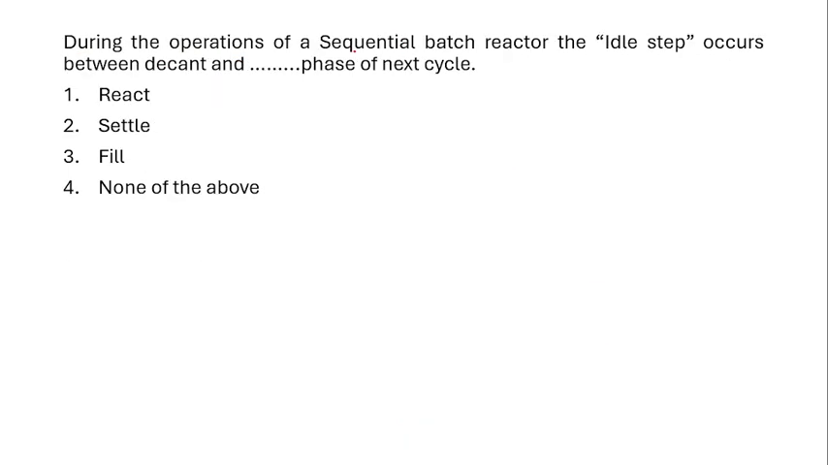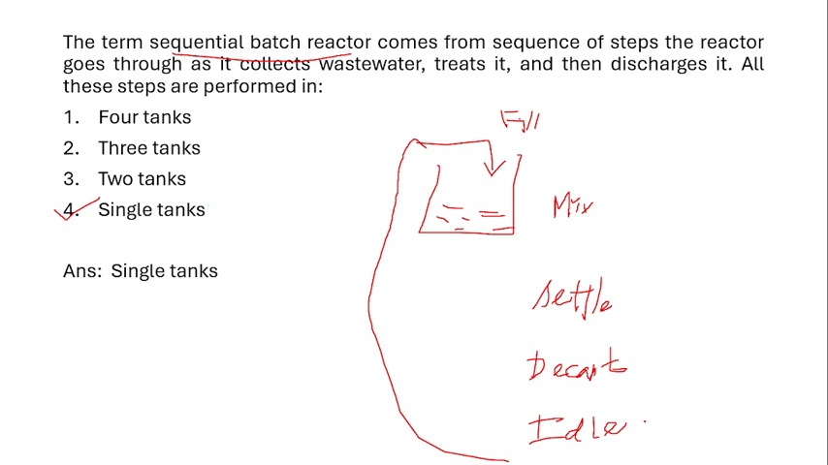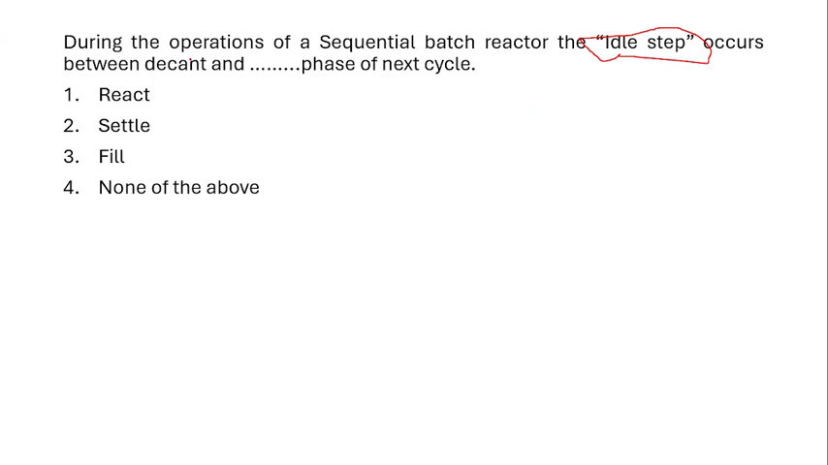During the operation of a sequential batch reactor, the idle step occurs between decant and fill phase of the next cycle. Between which two steps is this idle step coming? React, settle, fill, none of the above. So this idle stage is going to happen between decant and fill, right? So it occurs between decant and fill phase of the next cycle.